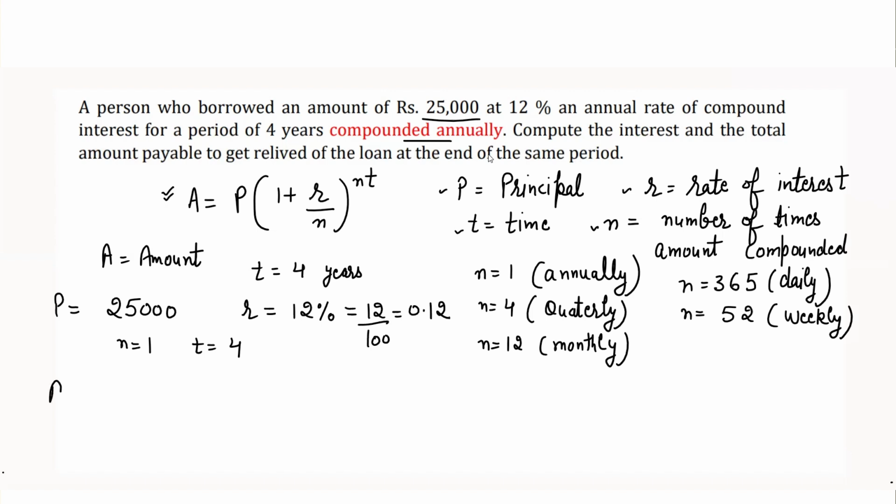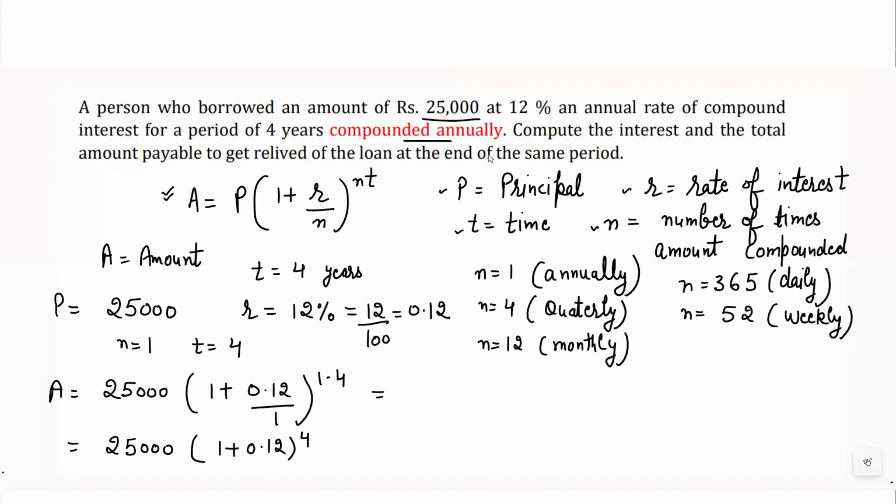Now we will apply the formula. A is equal to 25,000 in place of P, into (1 + 0.12/1) raised to the power 1 into 4. If I solve this further, I'll get 25,000 into (1 + 0.12) raised to power 4, which is equal to 25,000 into 1.12 raised to power 4. If I multiply 1.12 four times, I will get 25,000 into 1.57, which when I multiply, I will get 39,250. So that is the value for the amount.